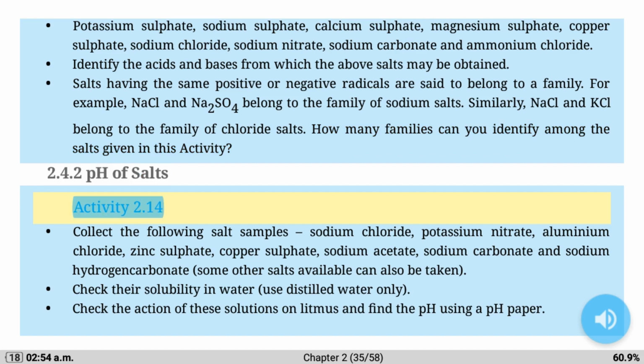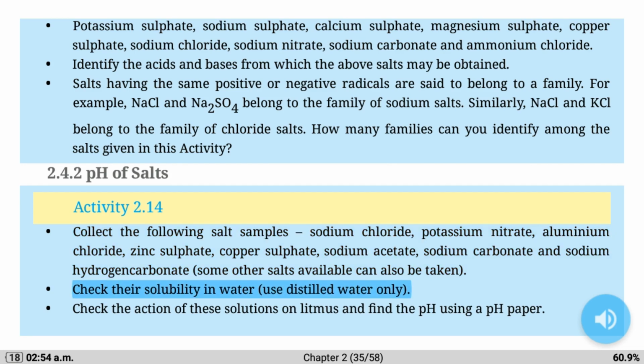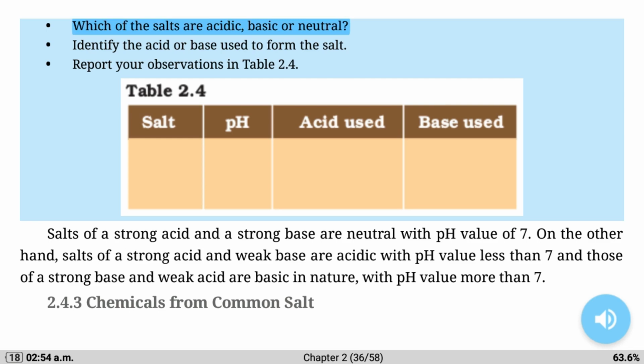2.4.2 pH of salts. Activity 2.14. Collect the following salt samples: sodium chloride, potassium nitrate, aluminium chloride, zinc sulfate, copper sulfate, sodium acetate, sodium carbonate and sodium hydrogencarbonate. Some other salts available can also be taken. Check their solubility in water. Use distilled water only. Check the action of these solutions on litmus and find the pH using a pH paper. Which of the salts are acidic, basic or neutral? Identify the acid or base used to form the salt. Report your observations in Table 2.4.